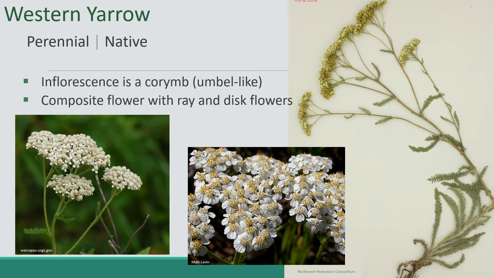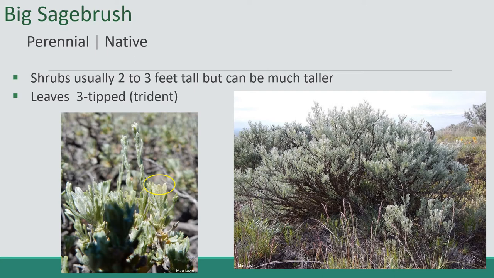So those characteristics are of Western yarrow. It's an important perennial native plant throughout the West. Big sagebrush, of course, an iconic plant of the West. That smell of sage and the landscapes that are just full of this sagey green color, that's big sagebrush. It is perennial and it's definitely native to Western North America.